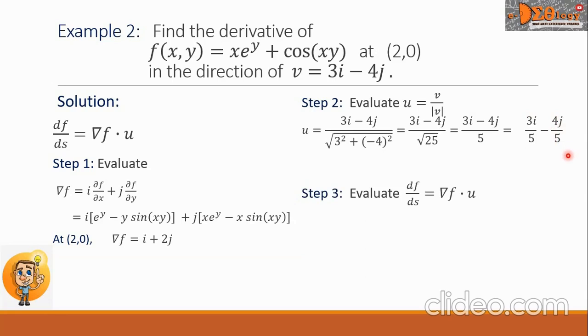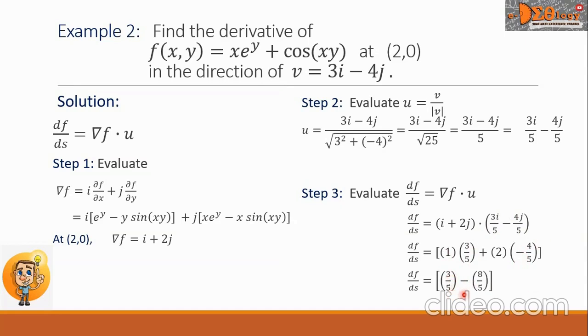Now step 3. We are now ready to evaluate the df over ds. Let us substitute the corresponding values. So we have i plus 2j dot 3i over 5 minus 4j over 5. And this is equal to 1 times 3 over 5 plus 2 times the quantity negative 4 over 5. And this becomes 3 over 5 minus 8 over 5. That is simplified into negative 5 over 5. And this is equal to negative 1. This is the final answer.